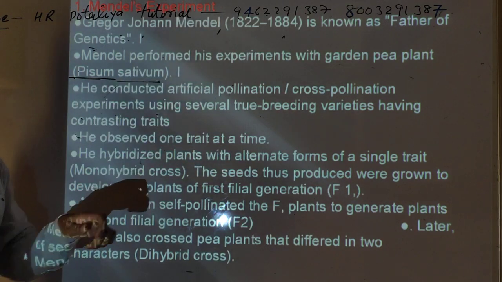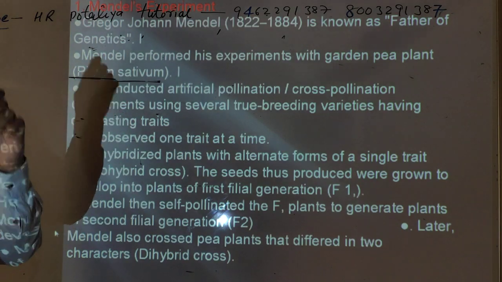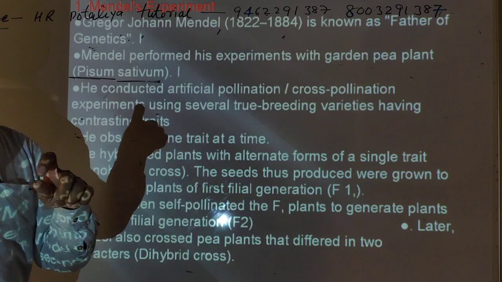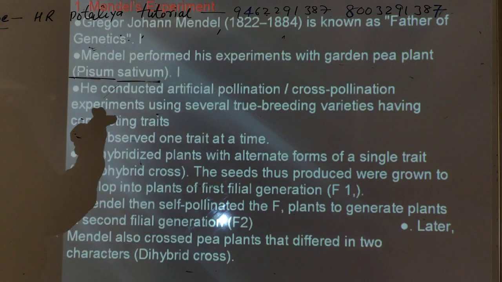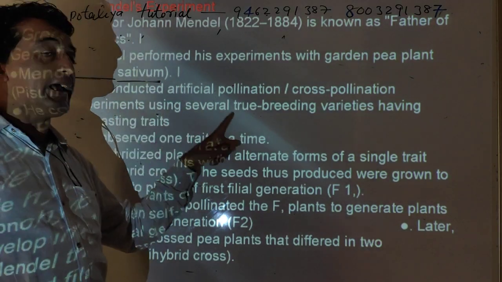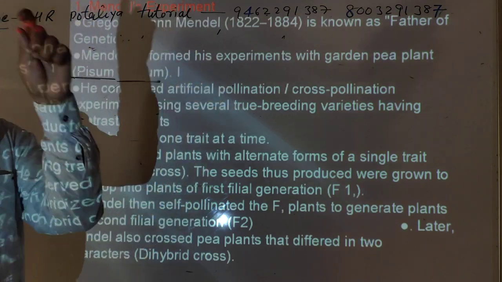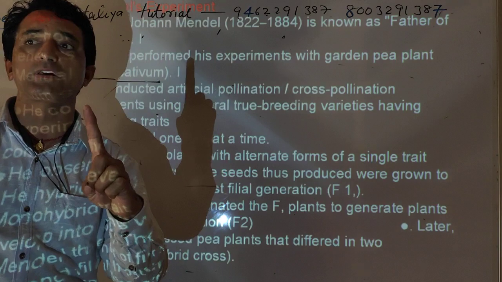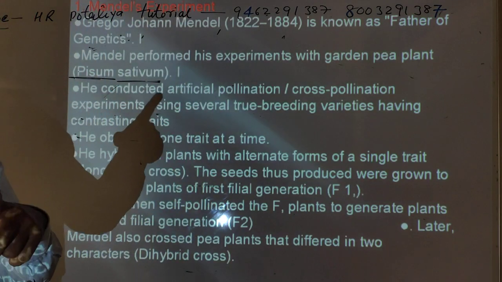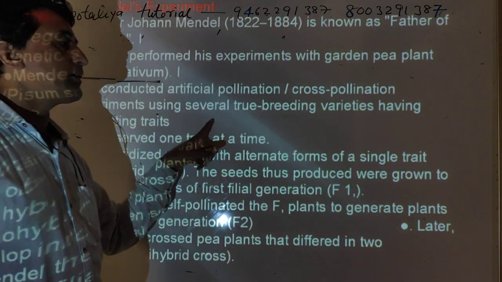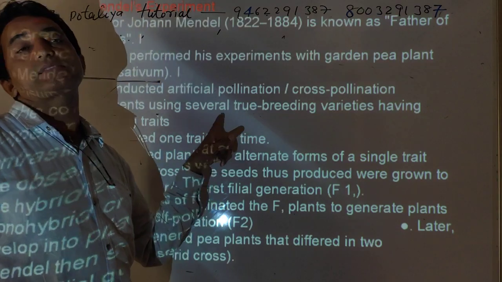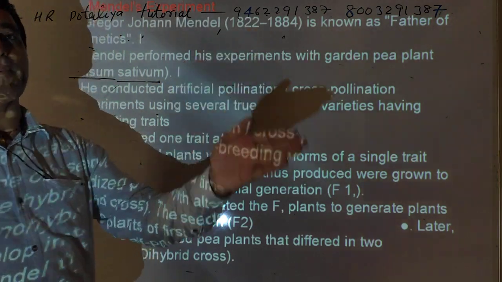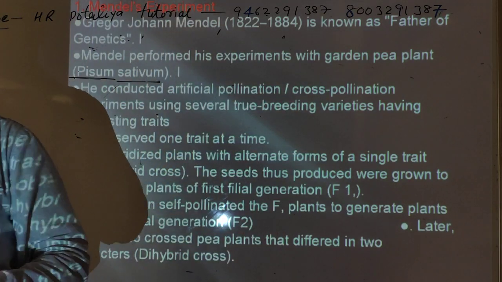What is a trait? A trait is a character. All characters are present in the form of pairs, which are known as alleles. The term allele refers to traits as well as genes, and the term factor was given by Mendel. Alleles have two forms: one is the dominant form, another is the recessive form.